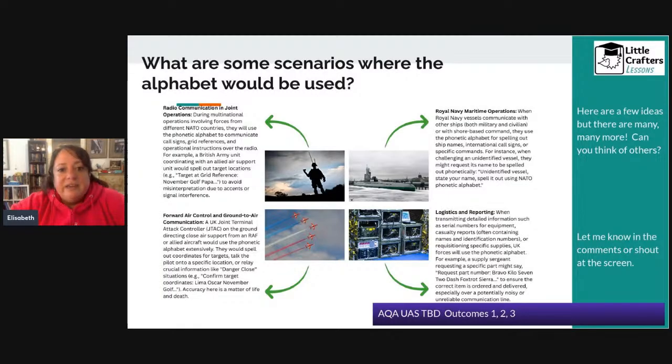They're going to use it for shore-based commands and for those that are out on ships. They might use it for international call signs or specific commands, for example, telling an unidentified vessel to state your name and spell it out so that you know if somebody is a target or not. And then logistics and reporting is the last one. A supply sergeant who's making sure that the Army has everything they possibly need will be able to call for specific part numbers using this. It's just another way of communicating to make sure that if you need something specific and you need it to be reliable and you don't want anyone to mess up, then you use the NATO alphabet.